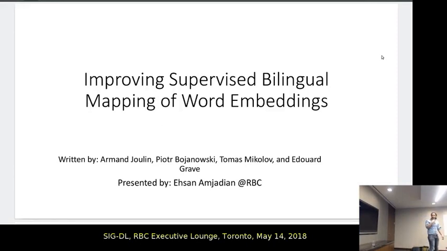So the title is obvious: improving supervised bilingual mapping of word embeddings. It's super important. The main reason is that a lot of times you train something, you develop this sophisticated algorithm on one language, and then you go to this other language, it's useless, right? So it's really important to be able to transfer from one domain to the other, and that's one of the good examples actually.